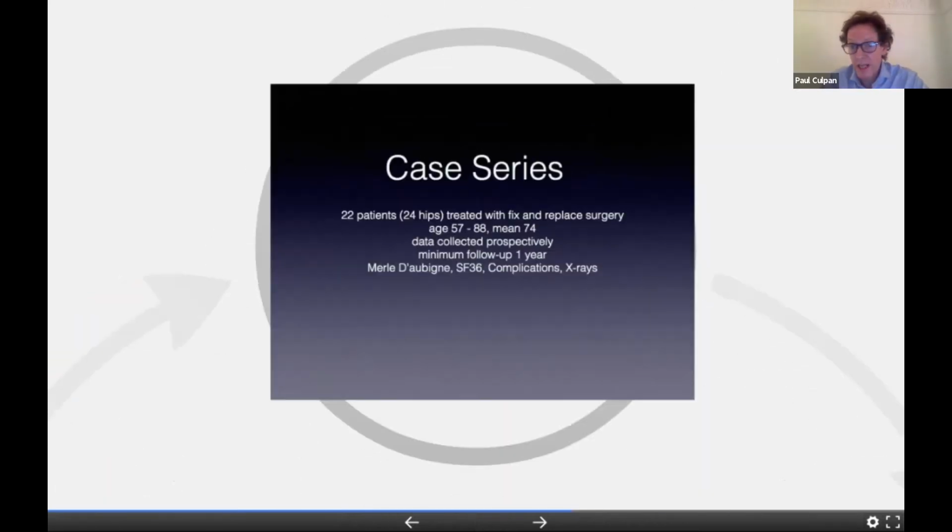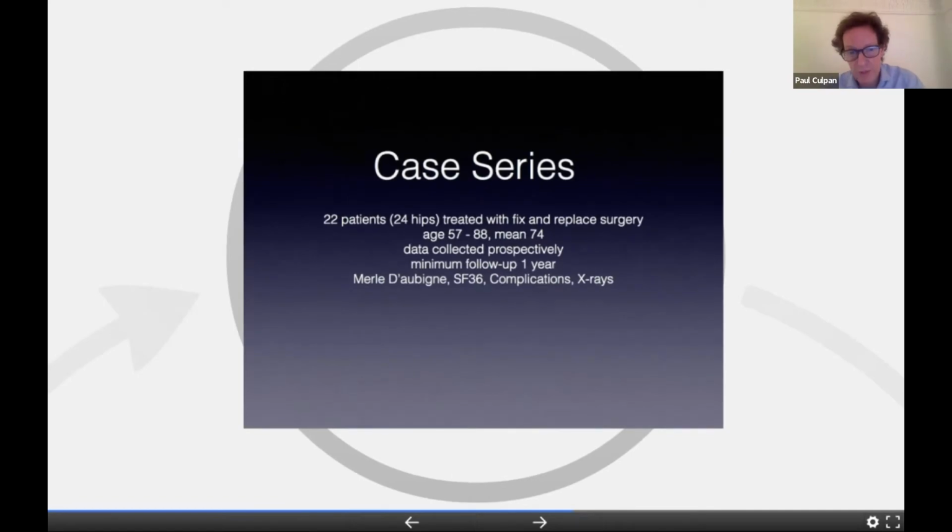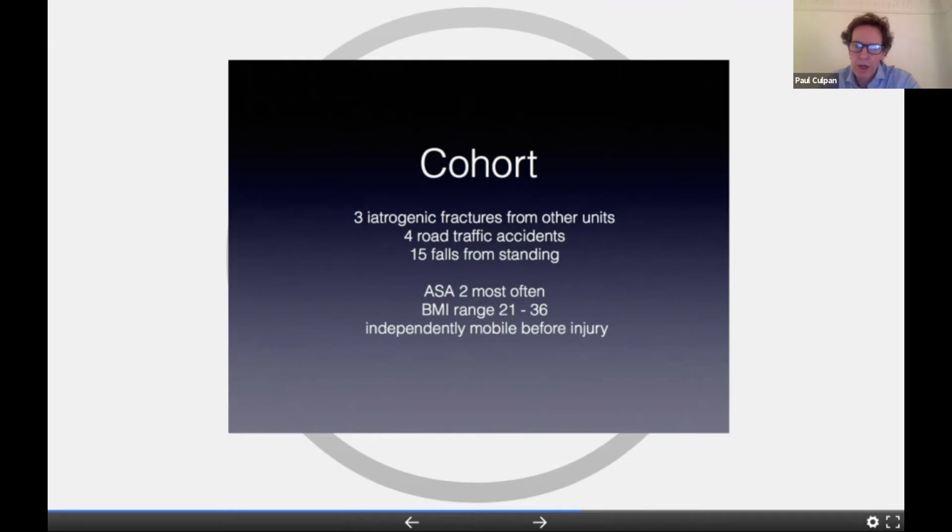So our early case series, this was the first 4 years of doing fix and replace. So this is up to about 2015. And so just to confirm to ourselves that this was a viable option, and to assess the cohort of patients that we're treating. The majority are falls from standing height, so they fit with the stereotype that we're expecting.